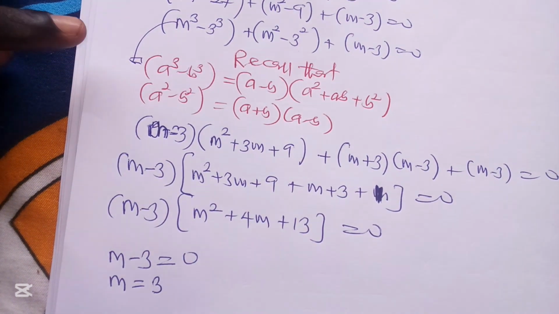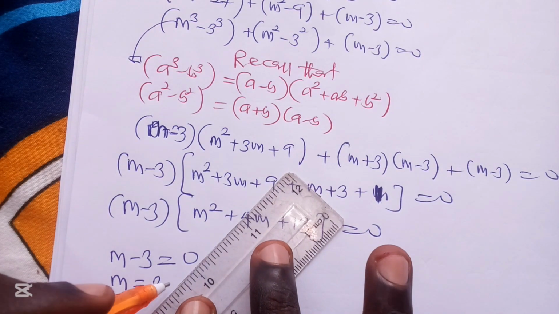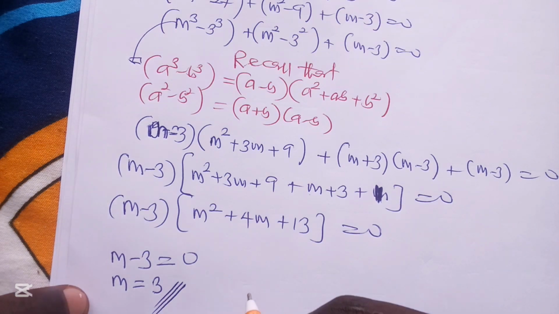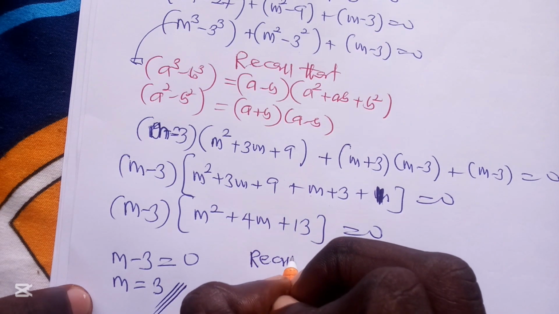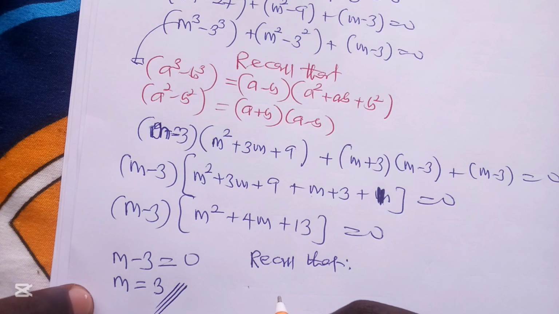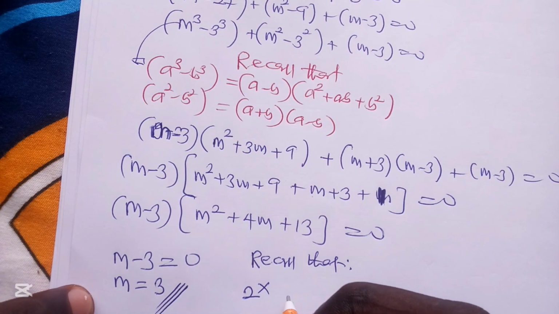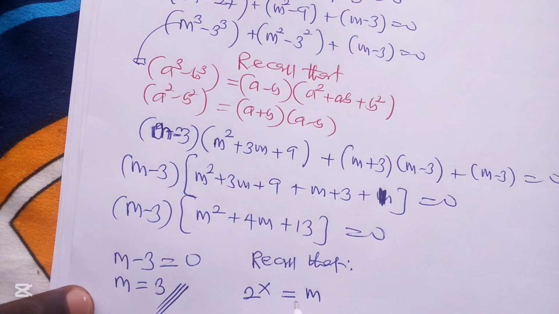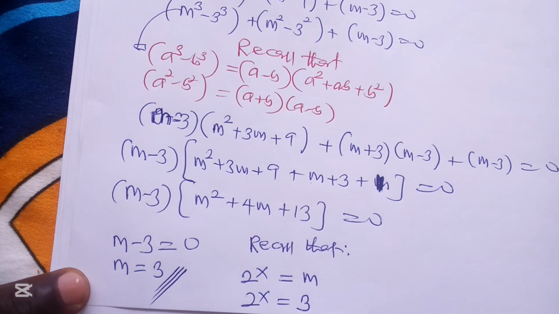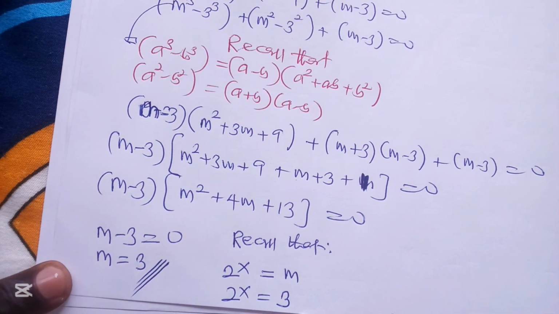So this is the value of m, but remember we are not asked to find the value of m. The question says we have to find the value of x. Recall that if 2 raised to the power x is equal to m, and we have m already as 3, then 2 raised to the power x now equals 3. Now what are we to do? We take log on both sides.